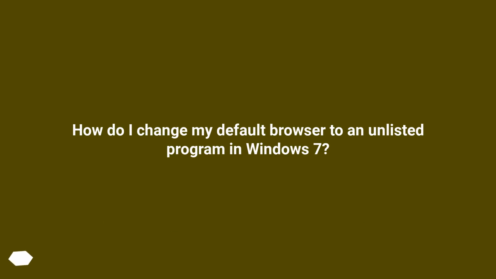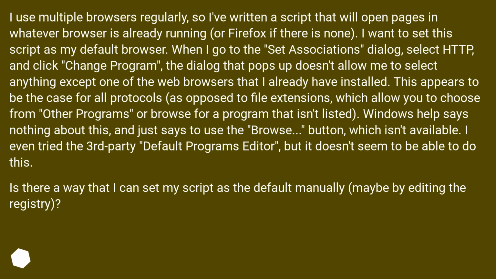How do I change my default browser to an unlisted program in Windows 7? I use multiple browsers regularly, so I've written a script that will open pages in whatever browser is already running, or Firefox if there is none. I want to set this script as my default browser.